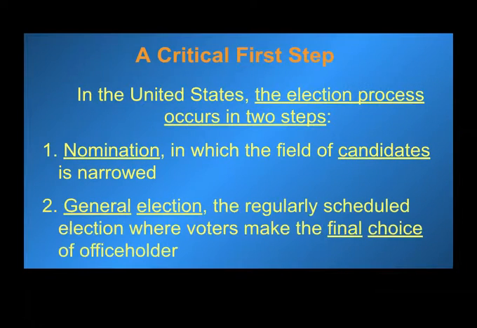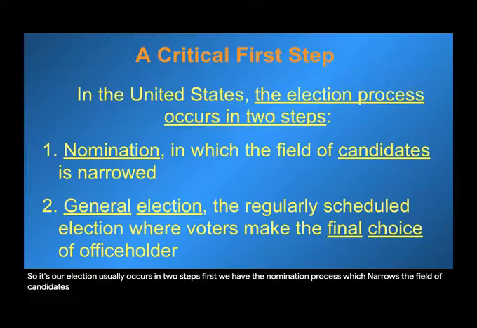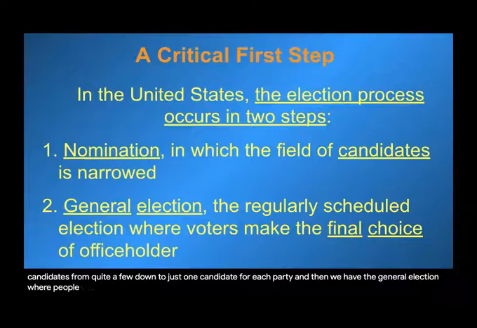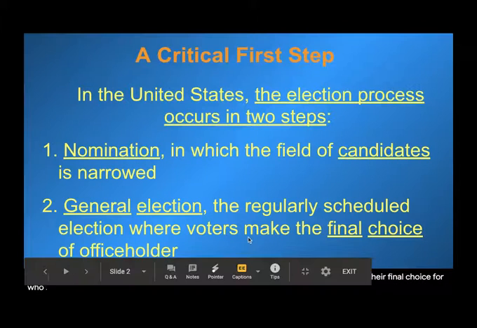So in the United States, our election usually occurs in two steps. First, we have the nomination process, which narrows the field of candidates from quite a few down to just one candidate for each party. And then we have the general election, where people choose between the representatives in each of the political parties to make their final choice for who should hold the office.